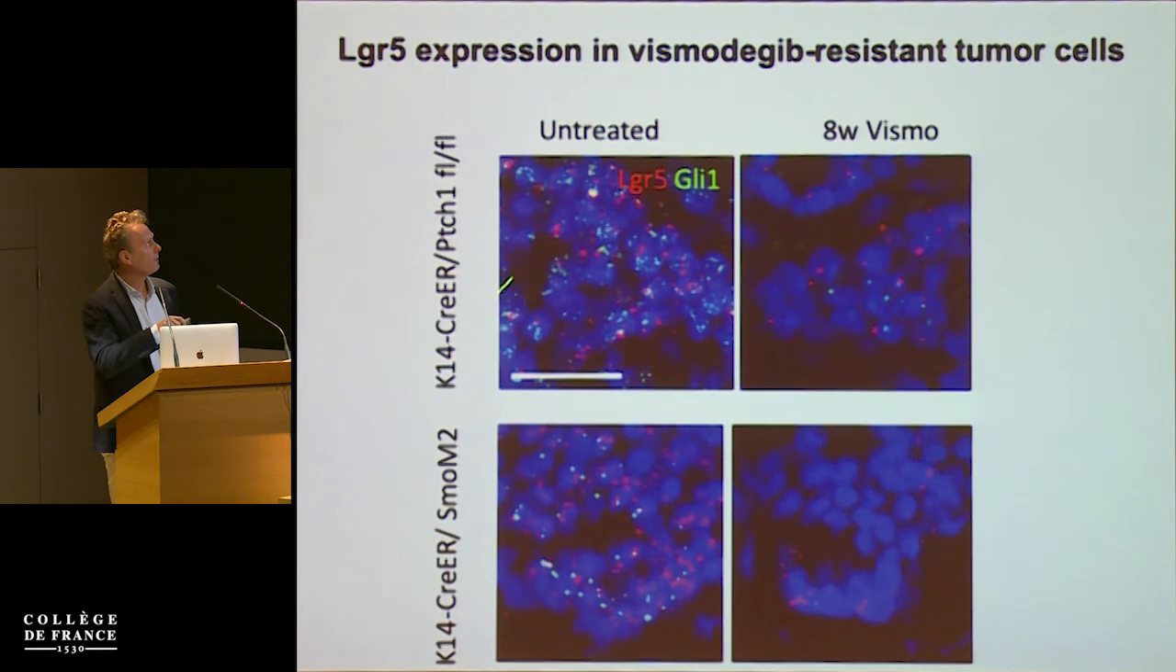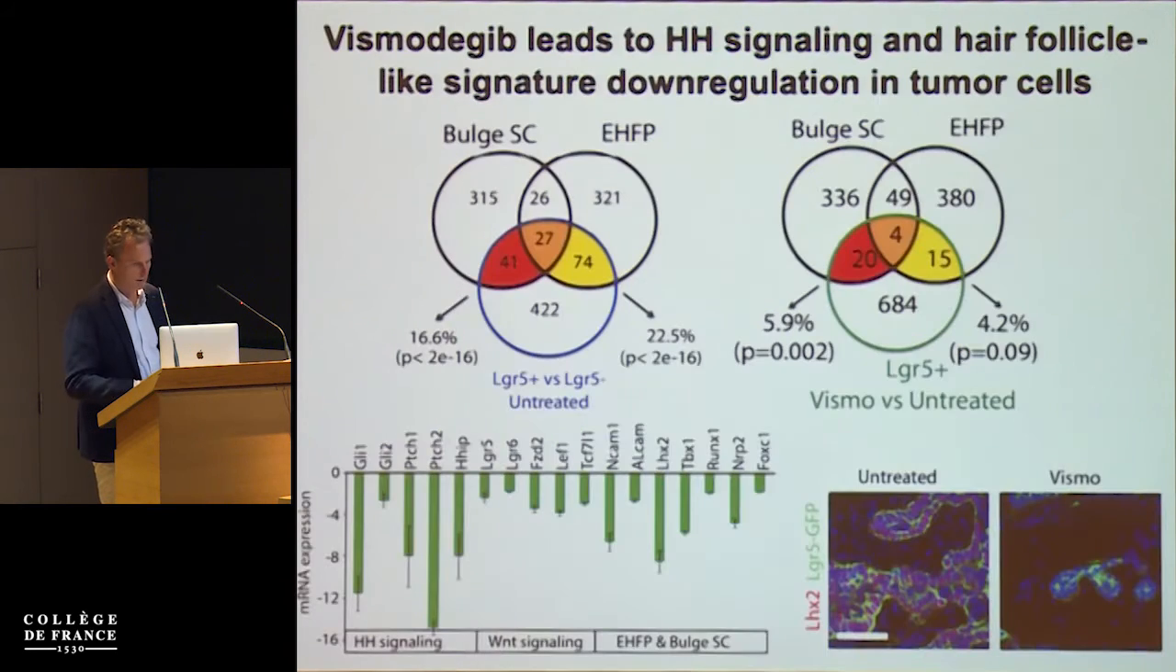As I told you, the efficacy of vismodegib can be seen here by the complete abrogation of GLI1 expression. So we know that we are on target, that we inhibit the hedgehog pathway, but nevertheless, there's a small cell population that remains here, and they express LGR5, a marker of hair follicle and intestinal stem cells. So we wanted to know what was at the basis of this resistance. So we transcriptionally profiled this resistant lesion.